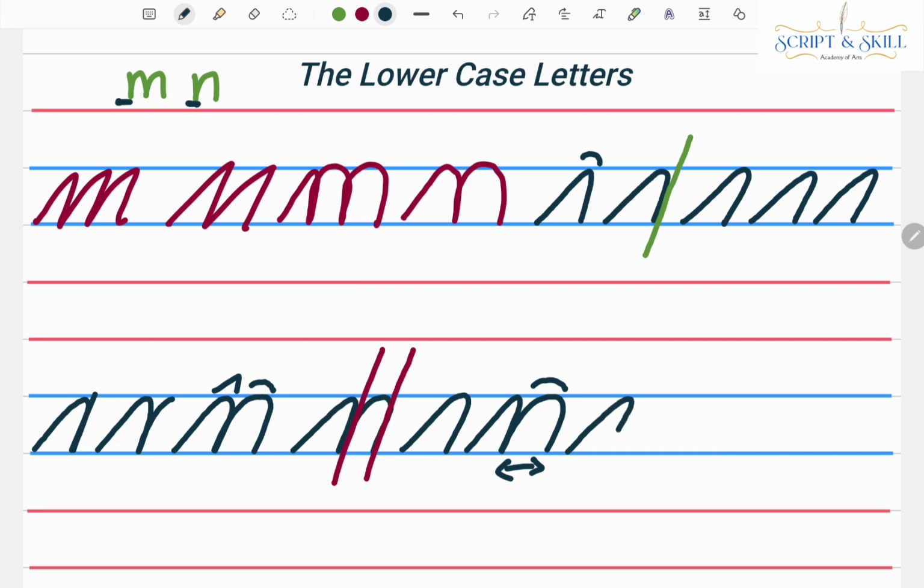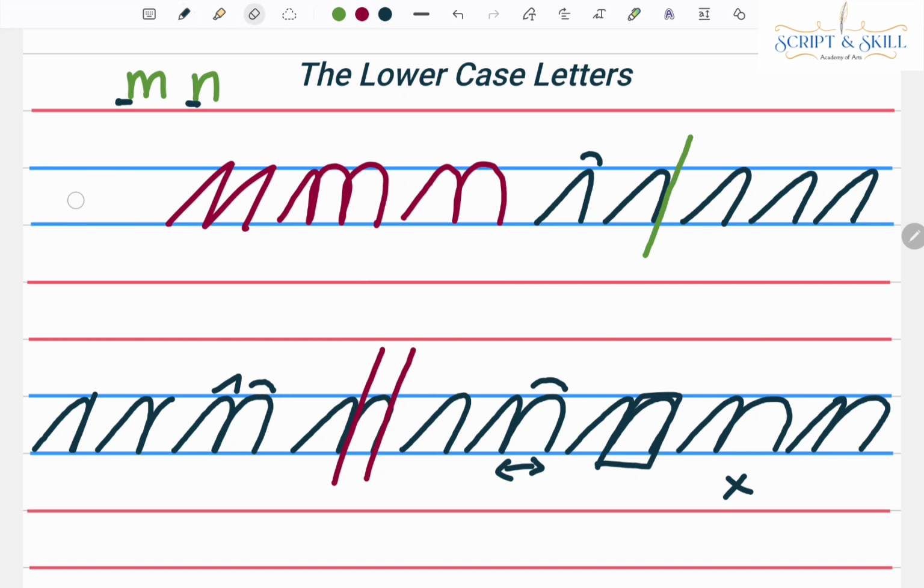So let's practice N again one more time. That's how you write the letter N. Make sure it's parallel and has proper spacing. It must be proportionate. Make sure it's like a rectangle, not a square. When you do it like a square, it doesn't look good. So you need to avoid this in the letter N. Okay, so I hope everyone's clear with this.